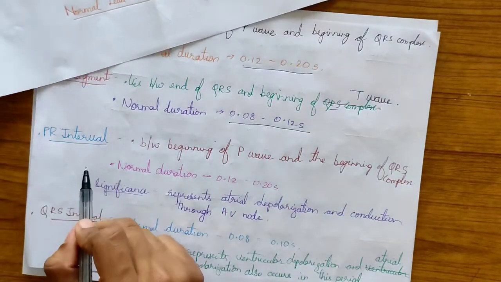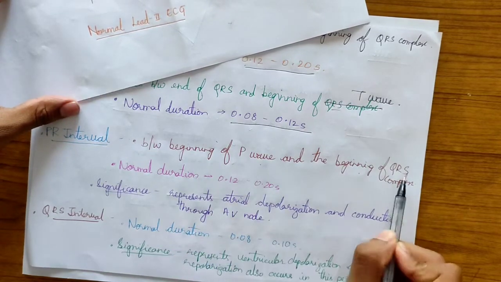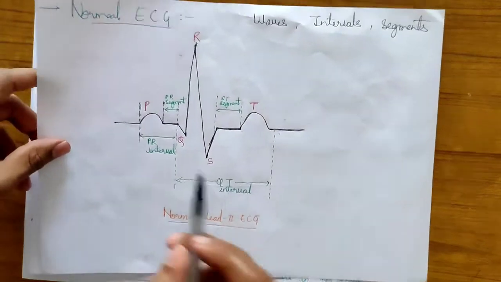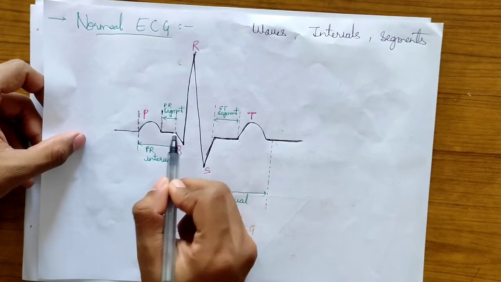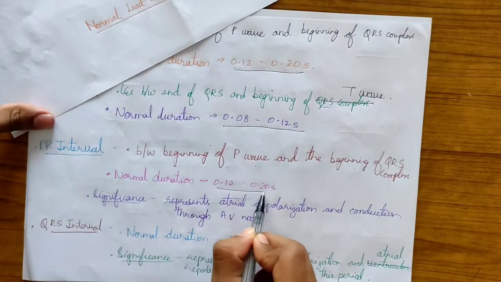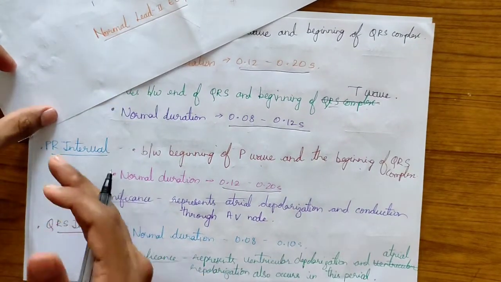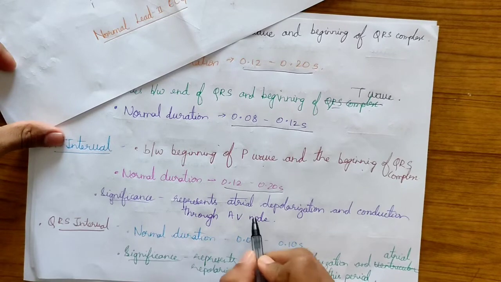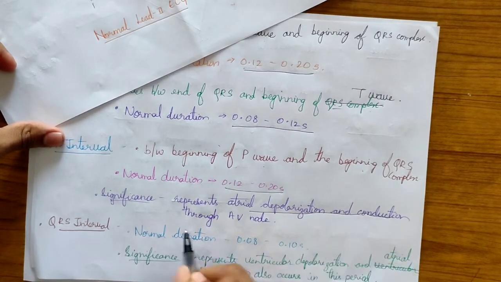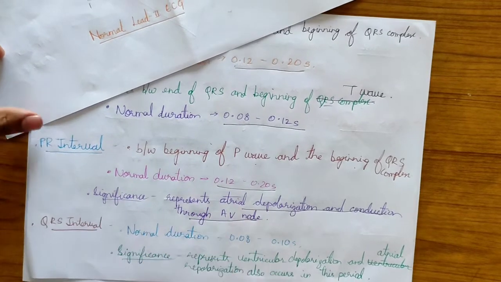Next one is the PR interval. It lies between the beginning of the P wave and the beginning of the QRS complex. So it is the PR segment plus the P wave. Its normal duration is 0.12 to 0.20 seconds. What is the significance of this PR interval? It represents the atrial depolarization and the conduction through the AV node. You can remember this point.